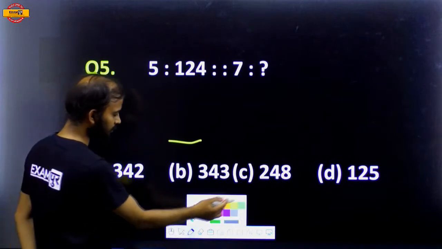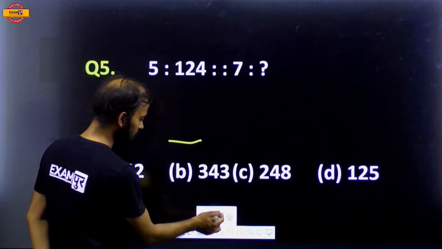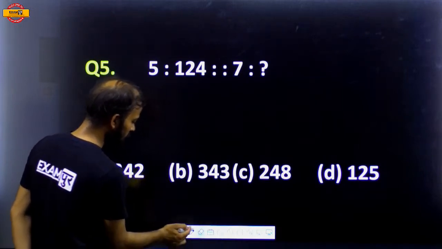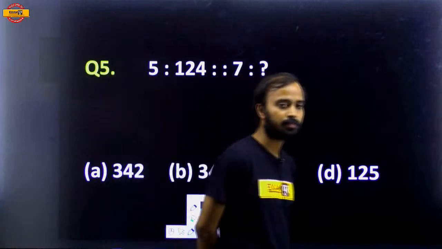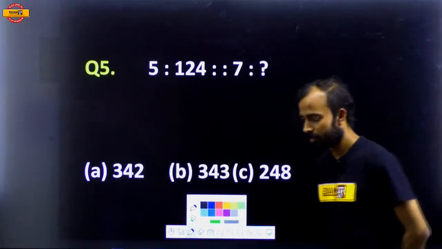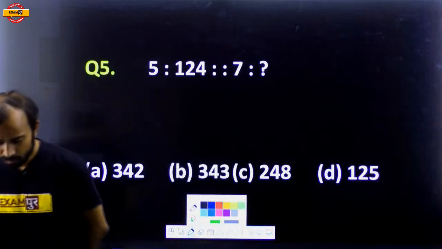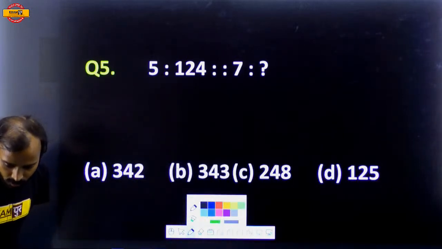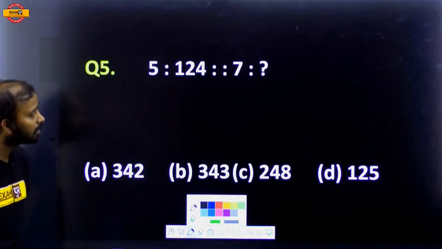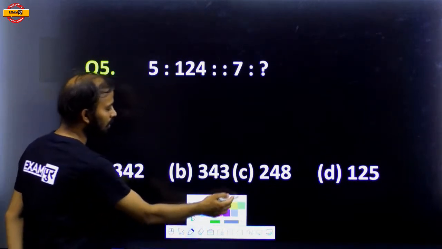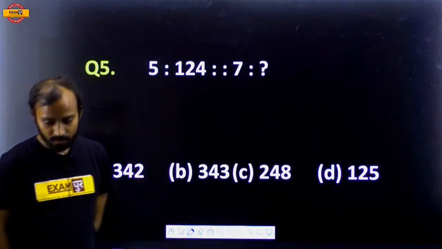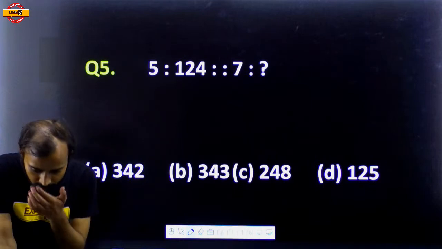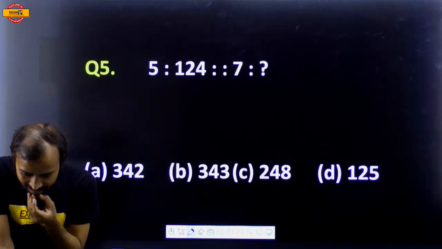Are all the options visible? 5 is related to 124, then 7 is related to what? 5 square is not logical for the chain. Okay. Exactly, Harshit. That question is not related to 5 square. Exactly. So please find out what will be the answer of the given question.